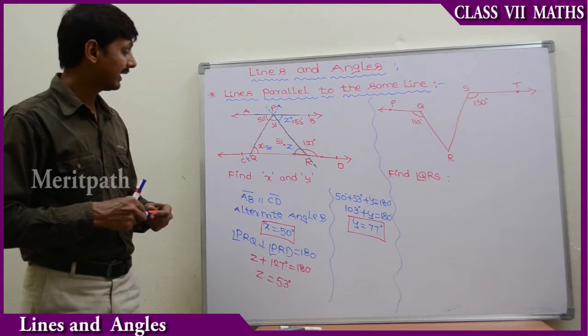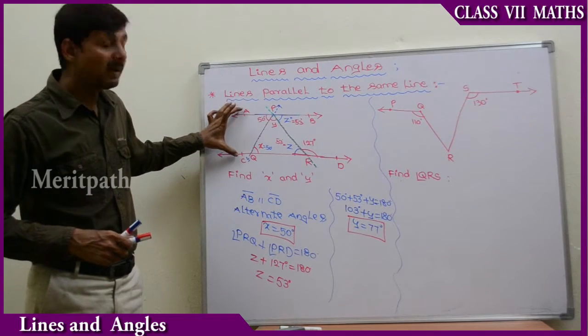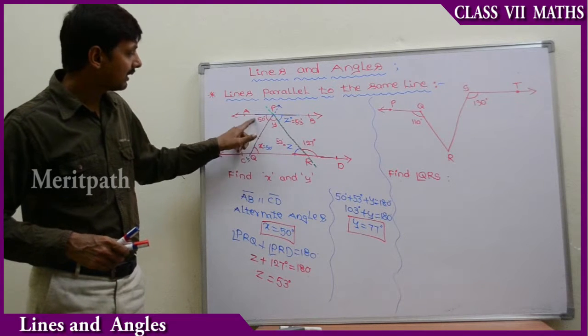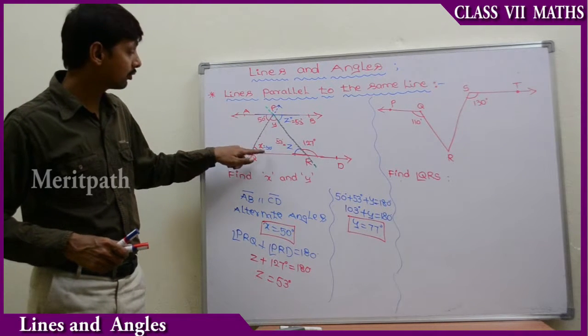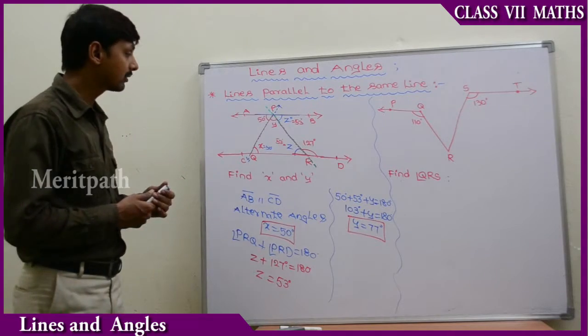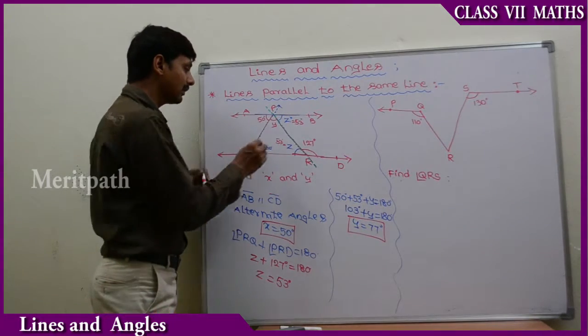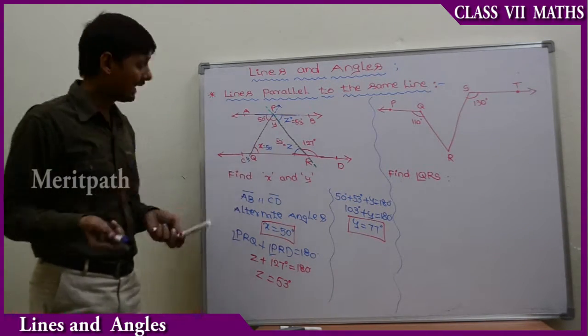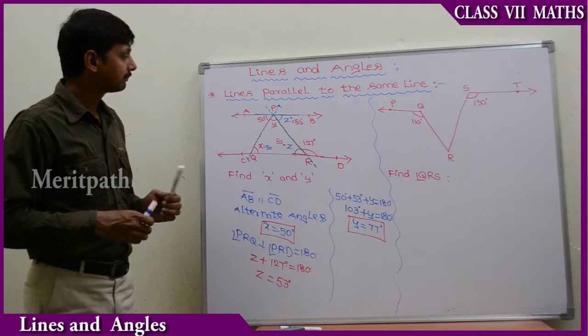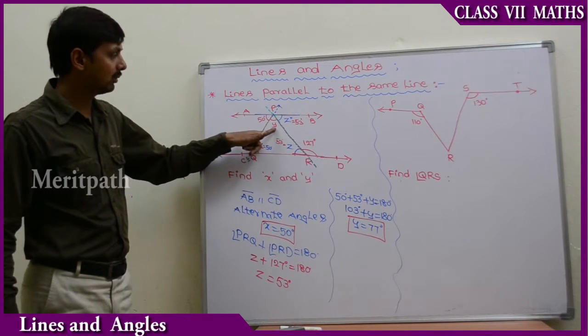Let's recall once again. These two are parallel lines, so that's the reason alternate angles are equal. This 50 degrees is given, so this is also going to become 50 because of alternate angles. So, as we know, X is 50 degrees, and then we need to find out the Y value.